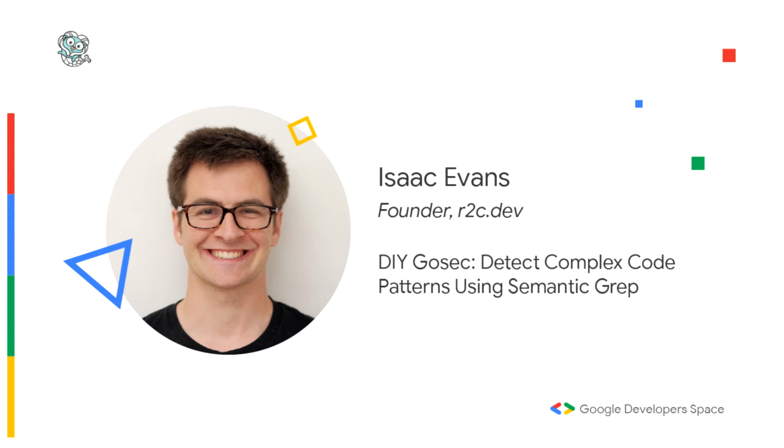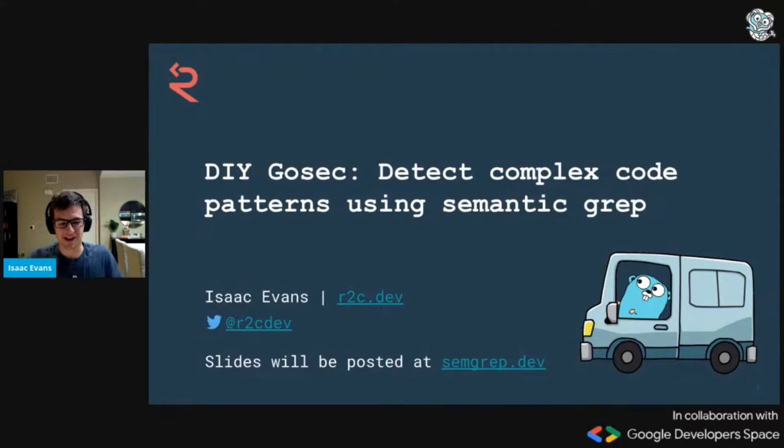All right, hey everybody, my name is Isaac. I'm going to be talking today about a DIY Gosec, basically how you can detect complex code patterns in your code using a tool that I've been working on, which is open source, called Semantic Grep. So let's get started.